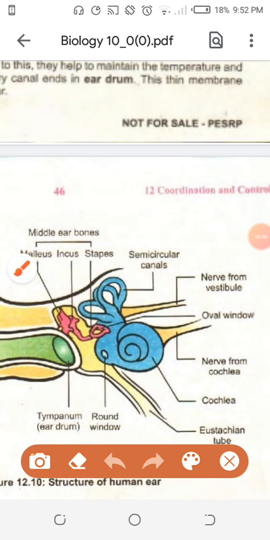I was discussing the middle ear. I will repeat the middle ear. This is the middle ear. Look here, I am highlighting the middle ear. It starts from the tympanum. Tympanum is also called the eardrum. It is called tympanum because it consists of a specialized tympanic membrane.